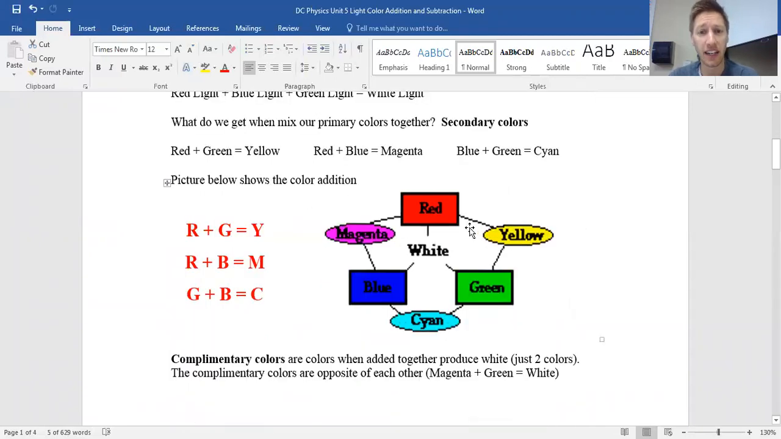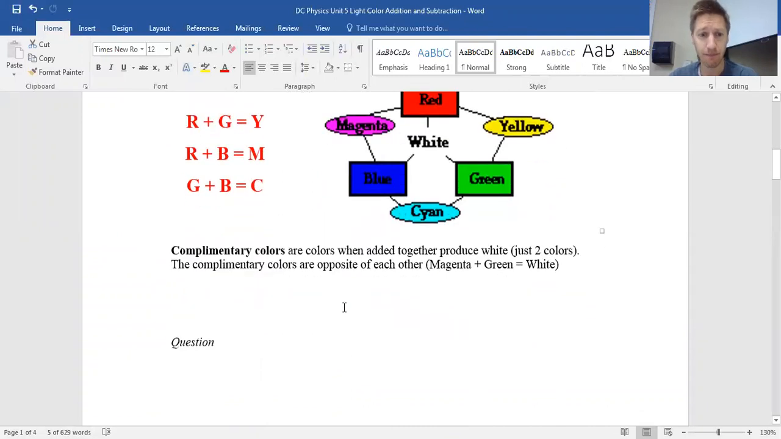When you combine colors together, you get different colors. Red and green make yellow. Again, think about the rainbow. What's between red and green? Yellow. It goes red, orange, yellow, green. So between red and green is yellow. When you add red and green together, your brain says it looks yellow. If you add red and blue together, you get magenta, and green and blue make cyan.